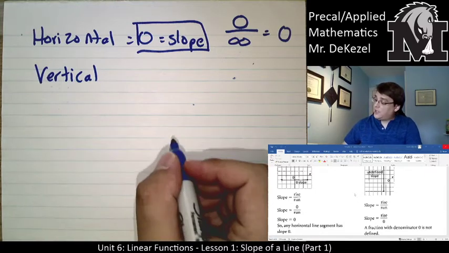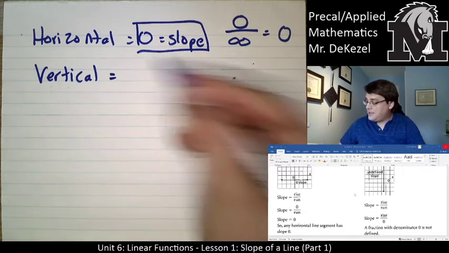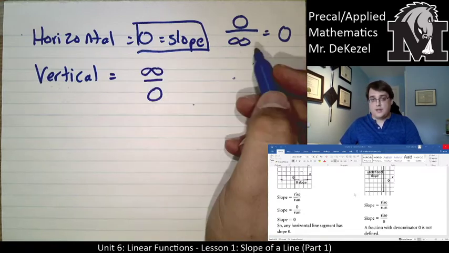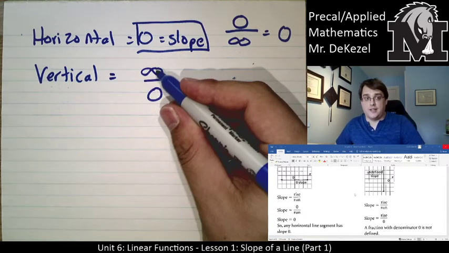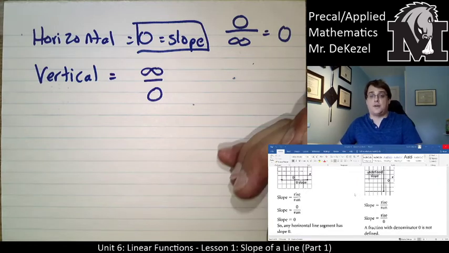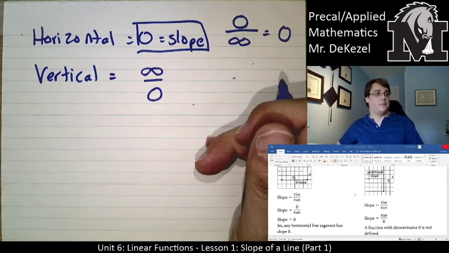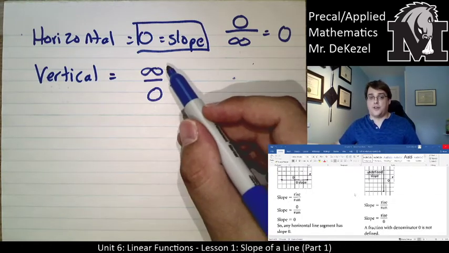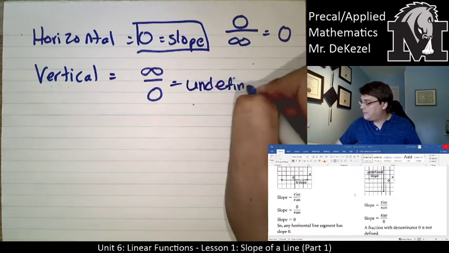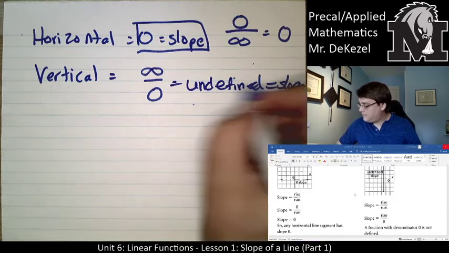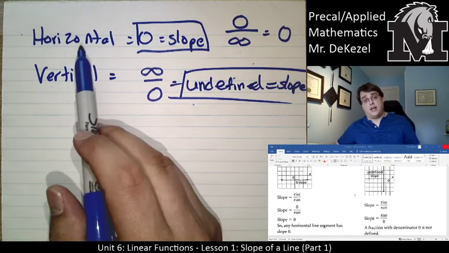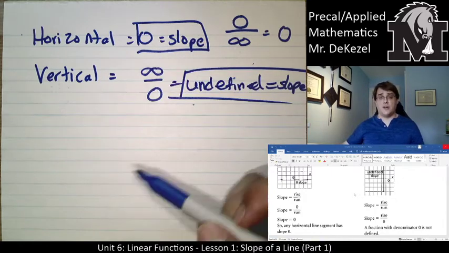If you have a vertical line, so that is up and down, that means that the run is zero and the rise is some number. Zero goes into any number an infinite number of times. We can't comprehend how many times zero can go into any number, right? Infinite times, it could go in there forever. So that means that a vertical line has an undefined slope. Anytime you have a vertical line, the slope is undefined, because zero goes into a number infinite times. Whenever you have a horizontal line, the slope is zero, because that number goes into zero, zero times.